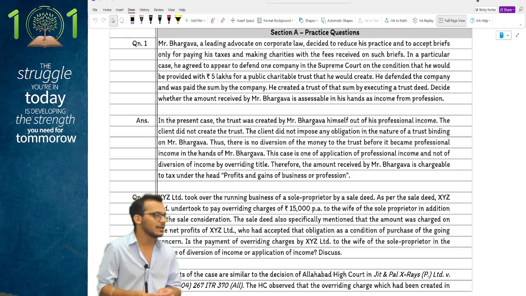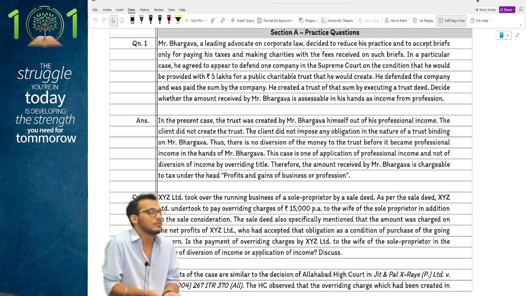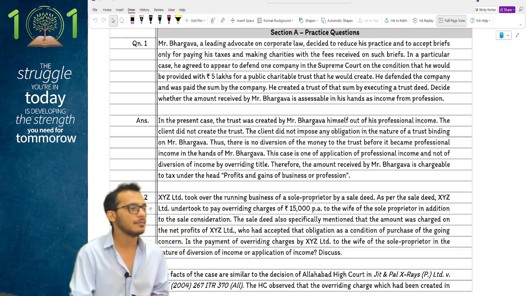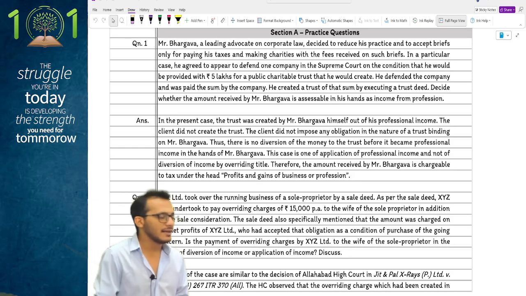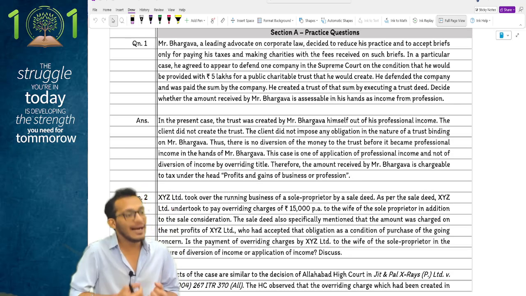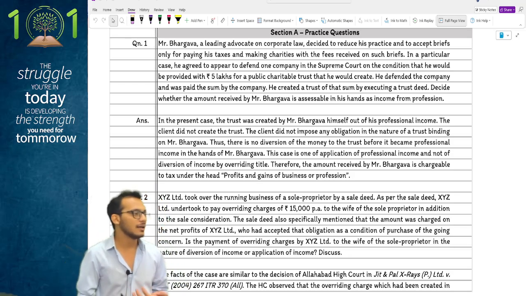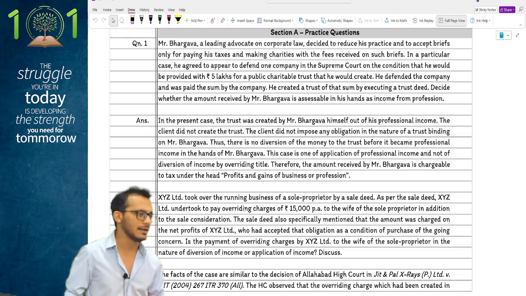Where the hidden partnership comes and says whatever profits is made by the proprietorship, wife will get 15,000, balance will come to the company, yes or no? Yes, which means this is a case of diversion of income by overriding title. Understand, like I said, the answer to the question is always in the reason, to understand whether I can make the decision or I cannot make the decision. If I can make the decision, it is application. If I cannot make the decision, it is diversion.